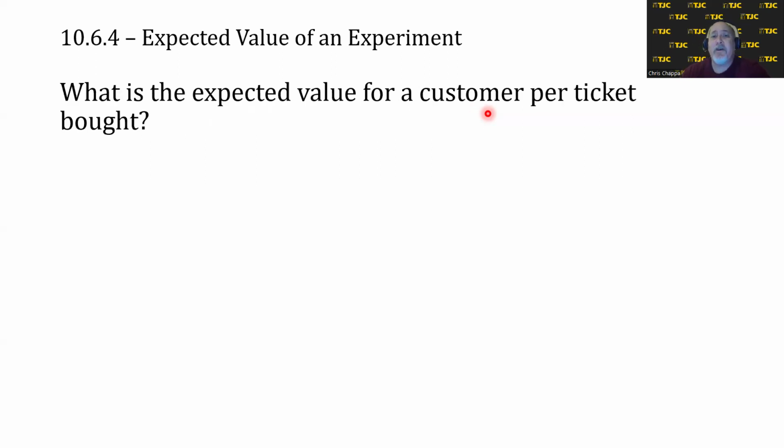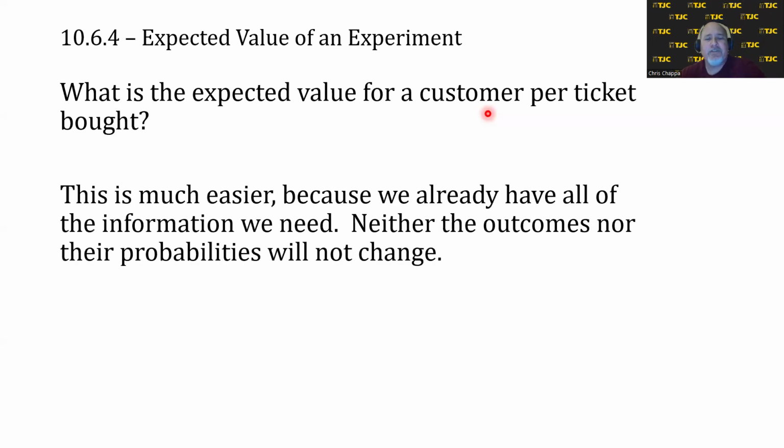What is the expected value for a customer per ticket bought? Remember, charities try to make money by selling tickets. Customers try to make money by buying a ticket and winning. So there's an expected value there. What do you think it would be? The expected value per ticket for the charity was $1.50. Let's see what it is for the customer. This will be much easier because we have all the information we need. Neither the outcomes nor their probabilities will change.